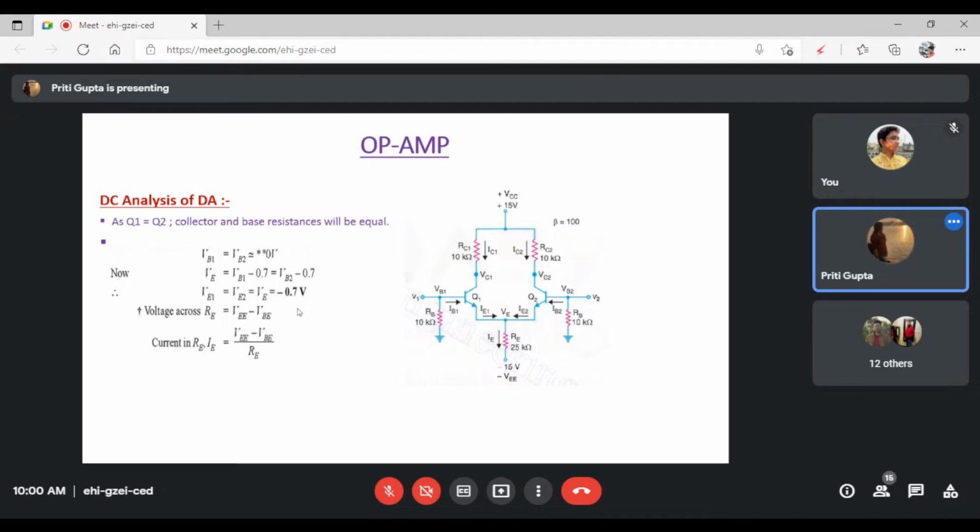Ma'am, in the figure, where is VE1 and VE2? VE1 and VE2 are actually connected together, and they are forming this VE basically. RE means RE1 and RE2. Here they are apart, but in this tail of the circuit, they are connected together. That's why they don't show VE1 and VE2 separately.